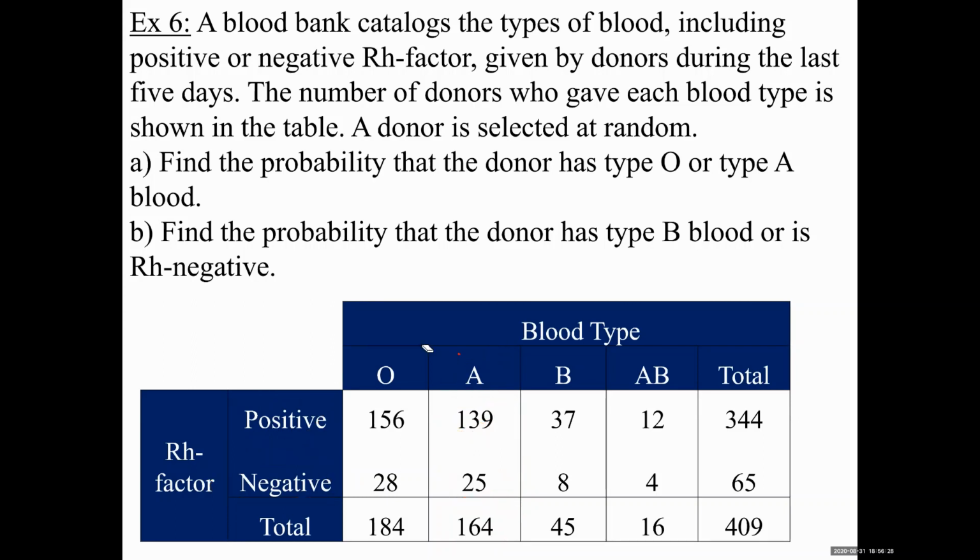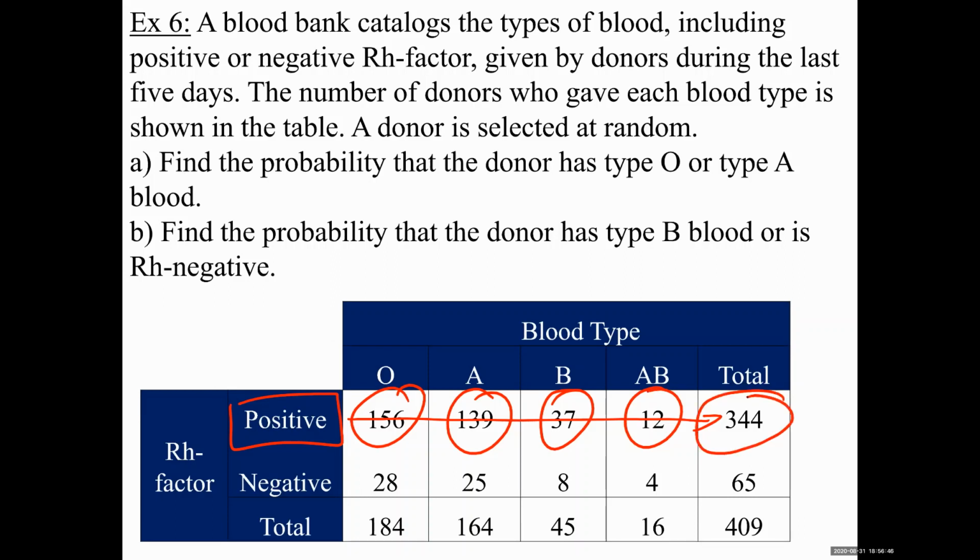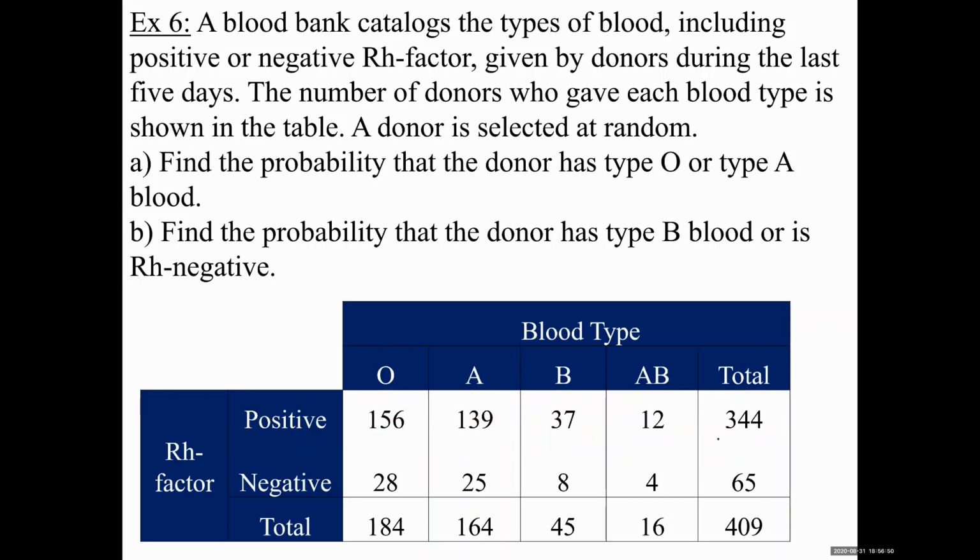And if you want to find the totals for the positives and negatives, like how many people total who gave blood had Rh positive blood, you just go all the way across like this, and you get the 344. So 344 people total had Rh positive blood. All these people had Rh positive blood, but if you add them up, the total is 344. And the total number of people that gave blood in that 5-day period is 409. That's basically all the numbers in the table. So I just want you to understand what the numbers in the table mean.